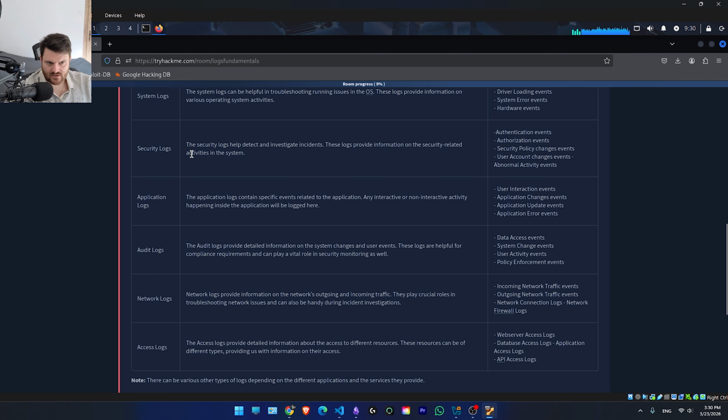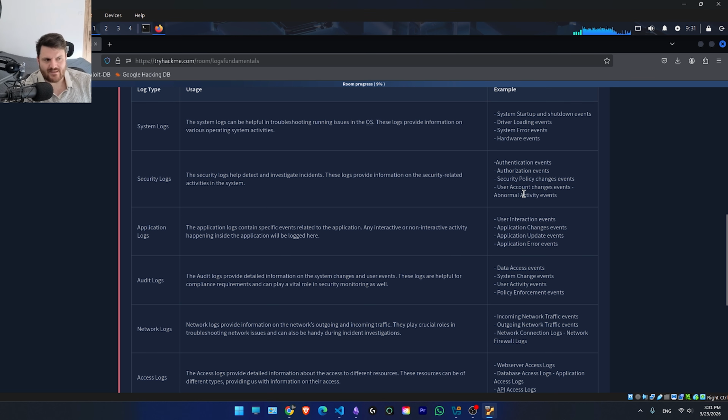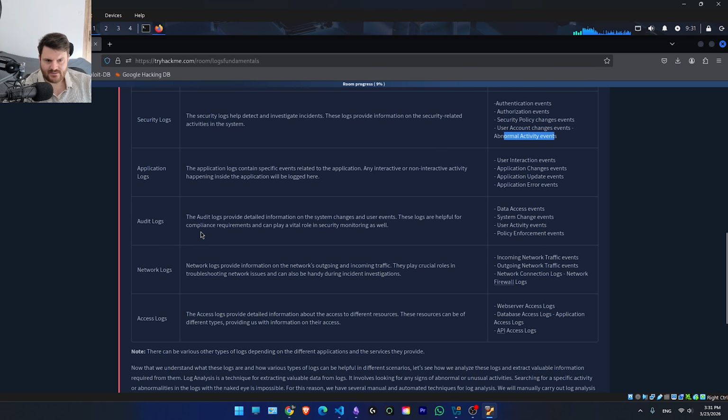For security logs, the security logs help detect and investigate incidents. These logs provide information on the security-related activities in the system. What events will trigger security logs? Authentication events, authorization events, security policy change events, user account change events, and abnormal activity events.